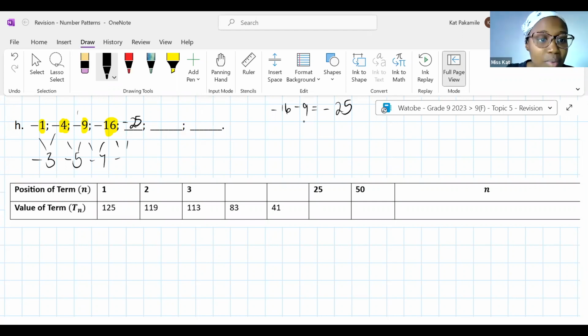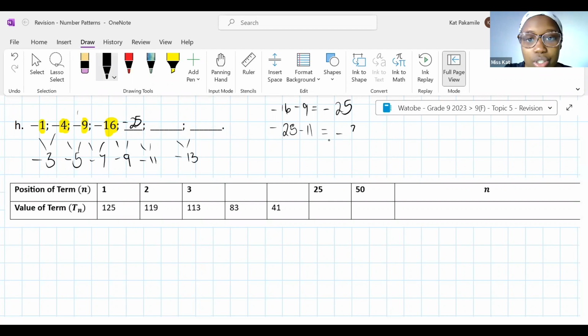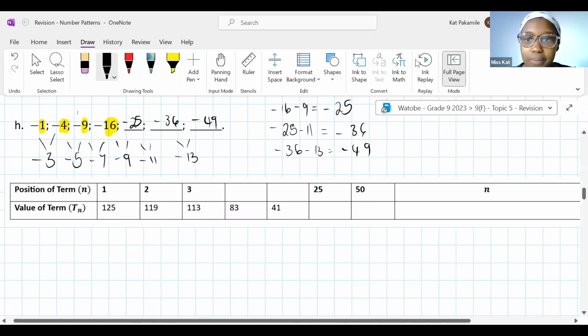So this would have been negative 9. This is minus 11, and this will be minus 13. So now we add negative 25. We subtract 11, and how much does that give us? Negative 36. And then the last one, we are at negative 36. We're subtracting 13. How much does that give us? Negative 49. Do we see that these are all perfect squares? They are just negative forms of perfect squares, right?